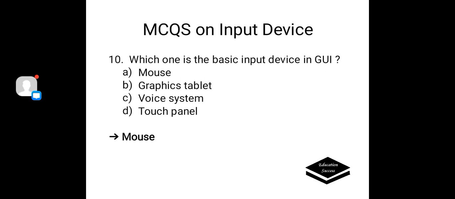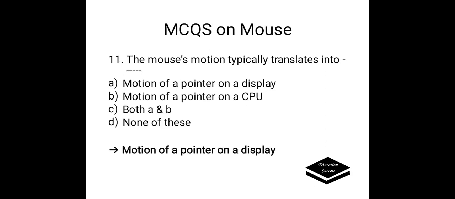Which one is the basic input device in GUI? Options are A mouse, B graphics tablet, C voice system, D touch panel. Correct answer is mouse. The mouse motion typically translates into, options are A motion of a pointer on a display, B motion of a pointer on a CPU, C both A and B, D none of these. Correct answer is motion of a pointer on a display.